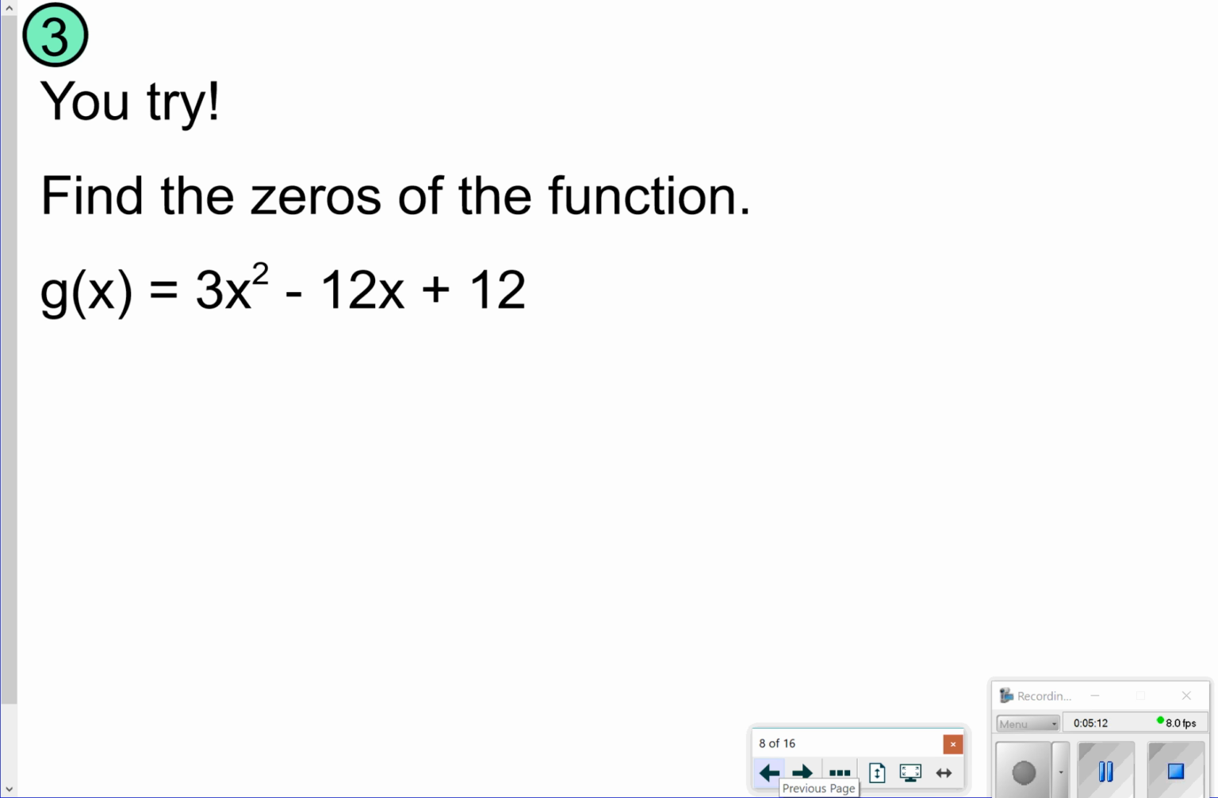So here's one that you can go ahead and try. Again, let's pause it first, try it, and then click play. All you're doing is finding the zeros of the function.